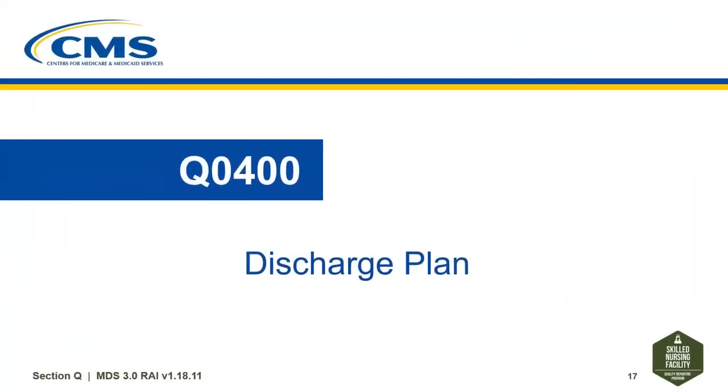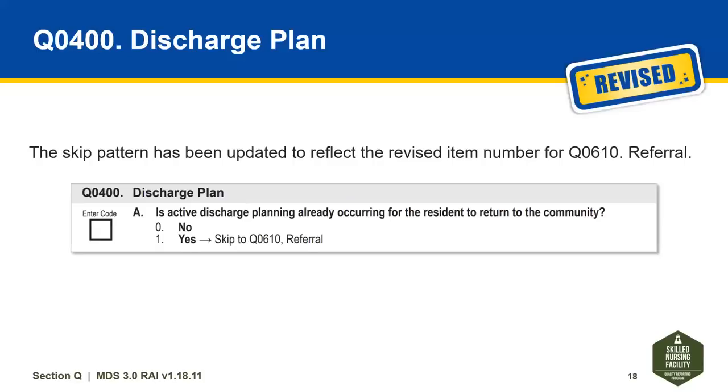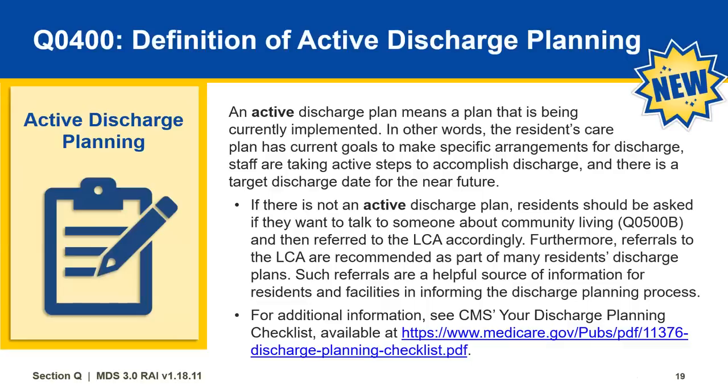Now let's discuss Q0400, discharge plan. Note the change in skip pattern, which reflects the revised item number for Q0610, referral. It's important to clearly define active discharge planning in order to understand this section. The definition of active discharge planning is new to Q0400. An active discharge plan means a plan that is being currently implemented. In other words, the resident's care plan has current goals to make specific arrangements for discharge, staff are taking active steps to accomplish discharge, and there is a target discharge date for the near future.